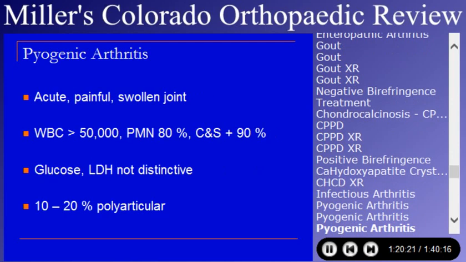It presents as an acute, painful, swollen joint. White blood cells are usually significantly greater than 50,000. If less than that, you really wonder about the diagnosis. 80% polys. Culture and sensitivity in pyogenic arthritis is much more likely to be positive than in a septic replaced joint. Glucose and LDH are not distinctive. As many as 10 to 20% can be polyarticular.